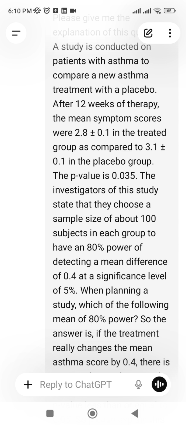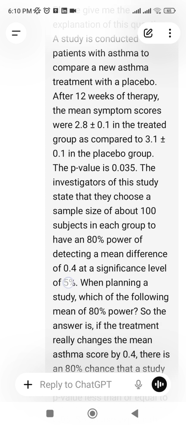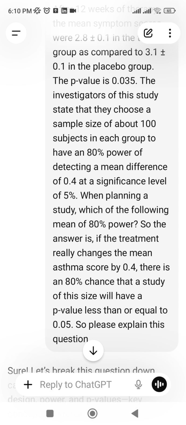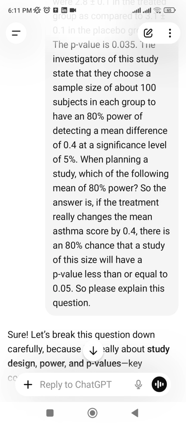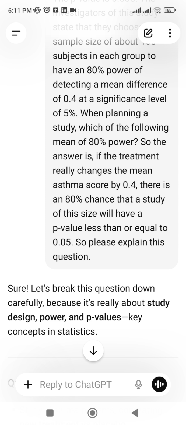The investigator of the study stated that they chose a sample size of 100 subjects in each group to have an 80% power of detecting a mean difference of 0.4 at a significance level of 5%. When planning a study, which of the following describes 80% of the power? So the answer is: if the treatment really changes the mean asthma score by 0.4, there is an 80% chance that a study of this size will have a p-value less than or equal to 0.05.